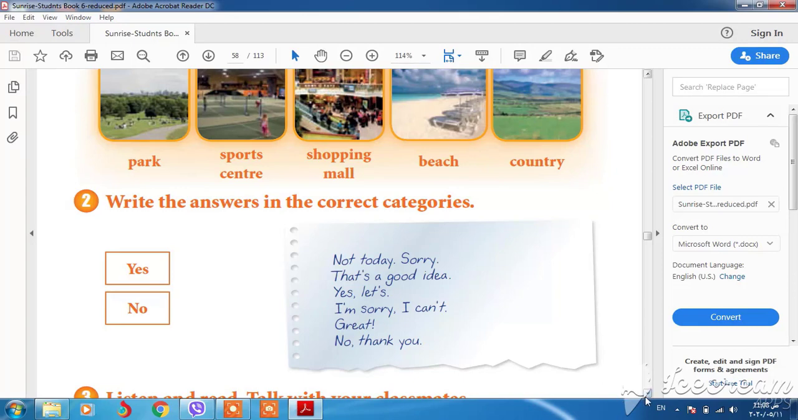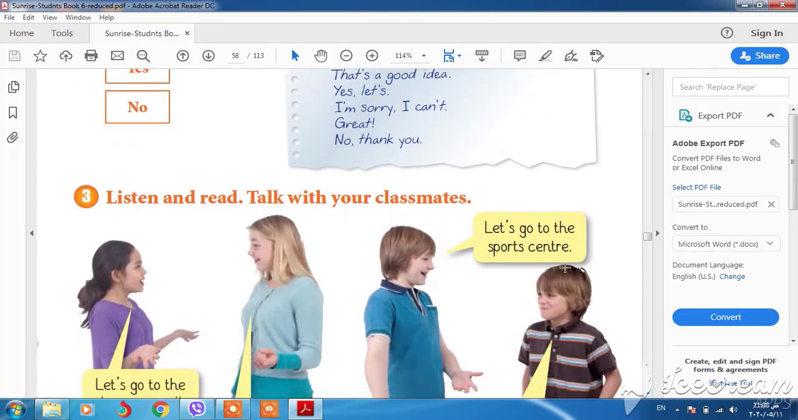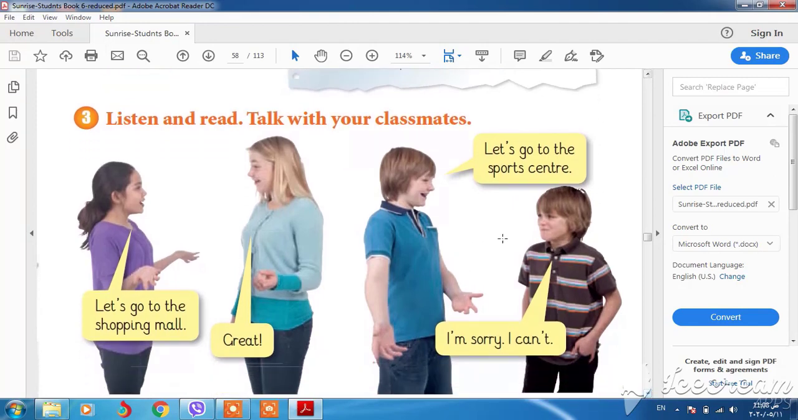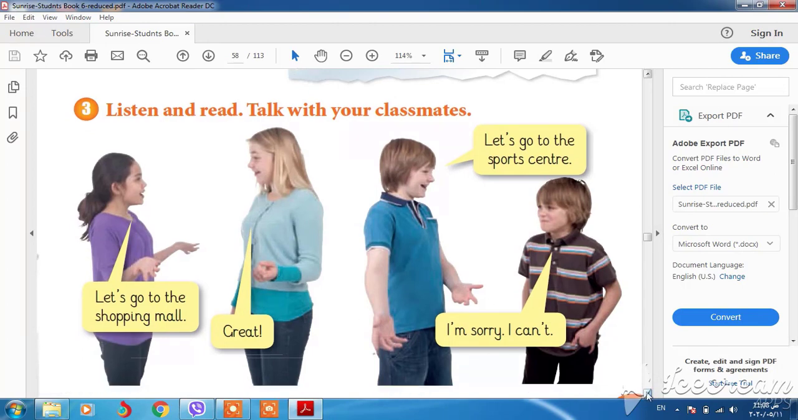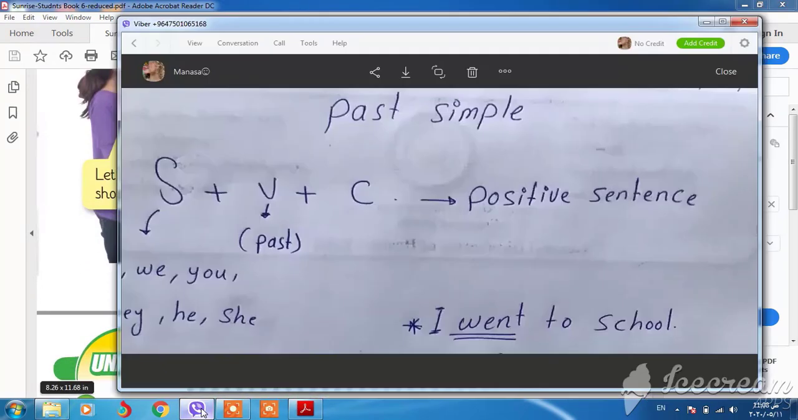For example, let me read it for you. Let's go to the sports center. He can't go with him, so he will say I'm sorry I can't, instead of no. And let's go to the shopping mall. He would like to go with her, so she said great. Okay, and now go to past simple, the rule of past simple.